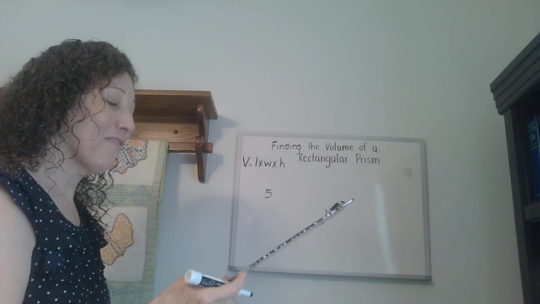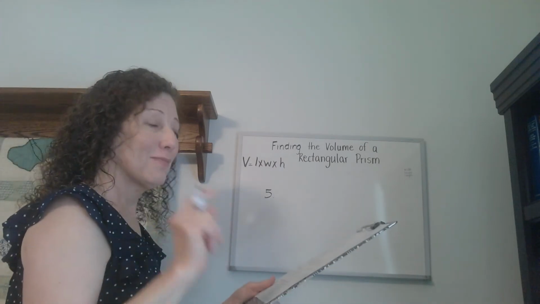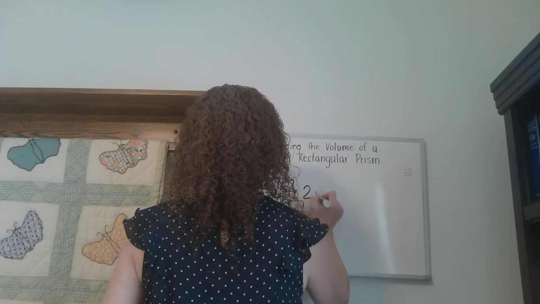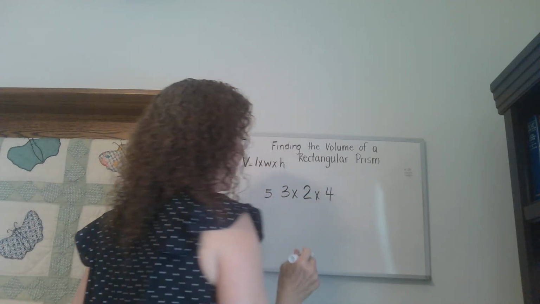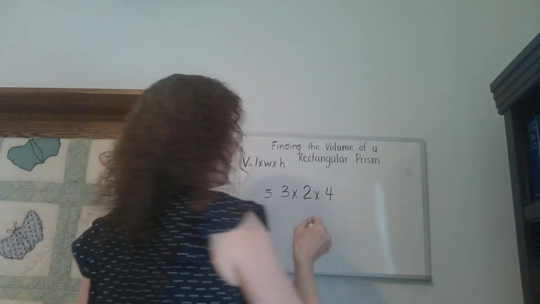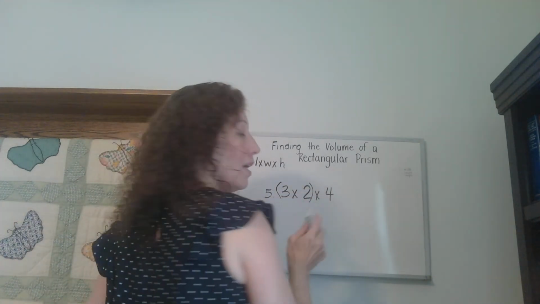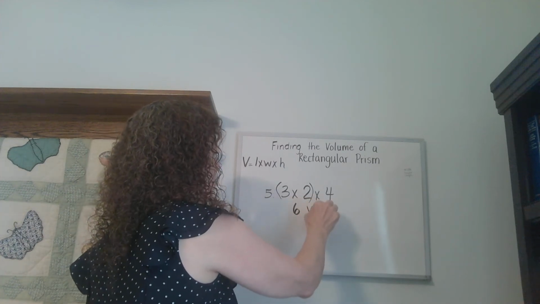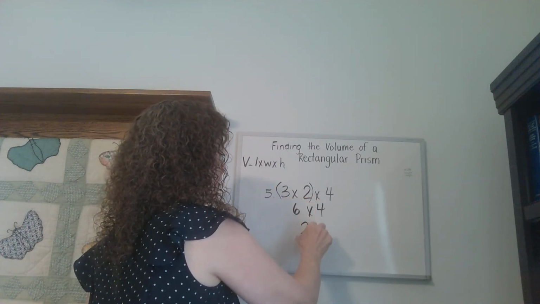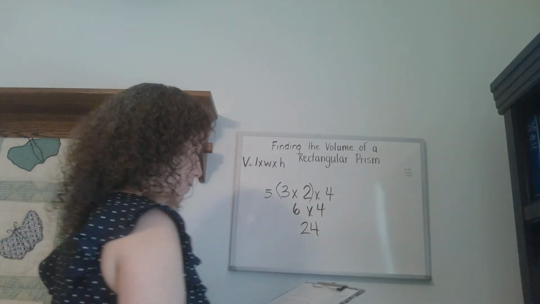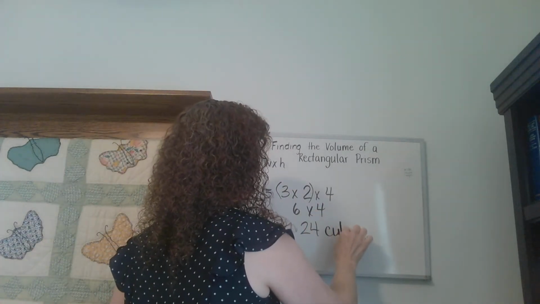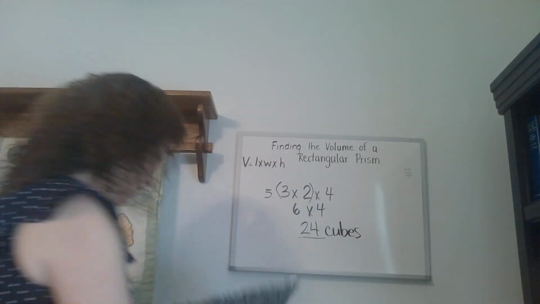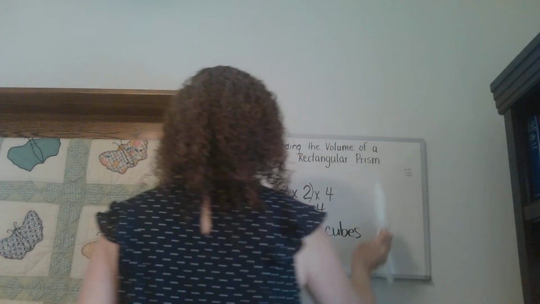But we see that we have 3 times 2 times 4. Alright, so now we're going to take the two smallest numbers, which would be 3 and 2, and multiply those together. So that's going to be 6 times 4. 6 times 4 is 24. So the answer is going to be 24 cubes. Did you get that one? Good job.